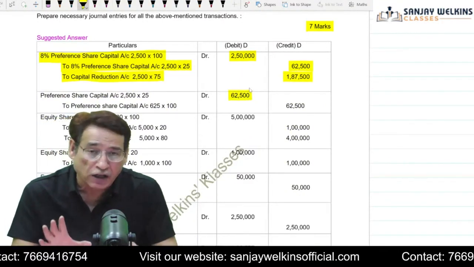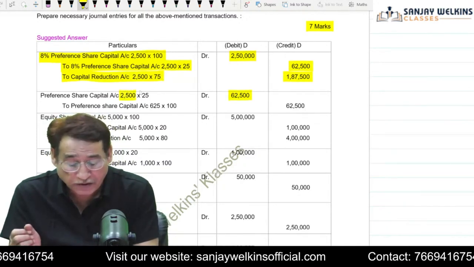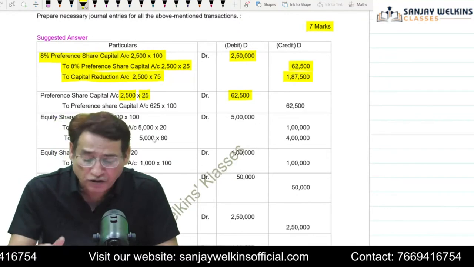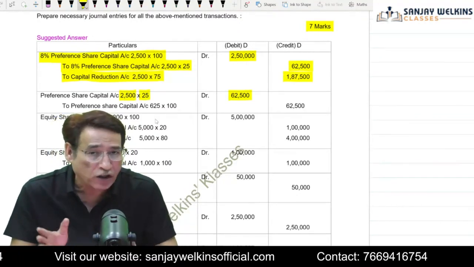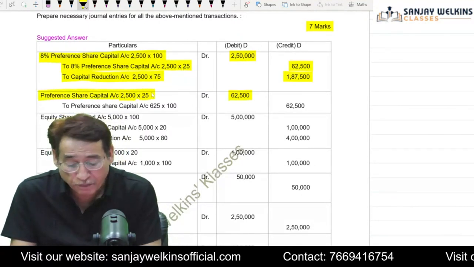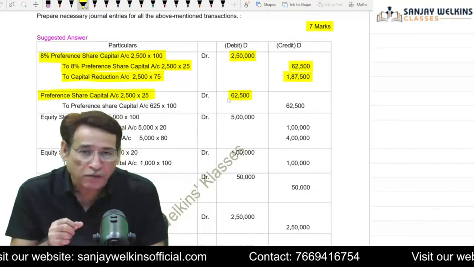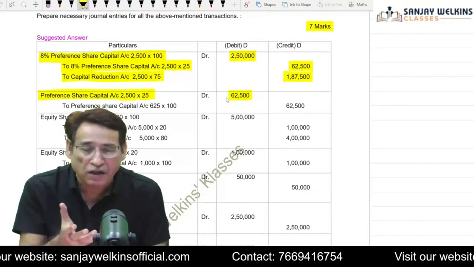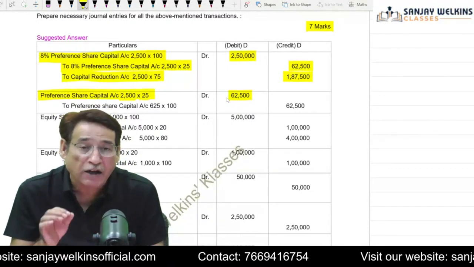62,500. My preference share capital presently, now after the scheme of internal reconstruction, presently it is 2,500. After this decision, a preference share capital is 2,500 into 25. Here I credited it, now I am again debiting it. Correct? Now 62,500 you divide it by 100, because now what directors are deciding is that they want to keep the face value of the preference share at rupees 100.